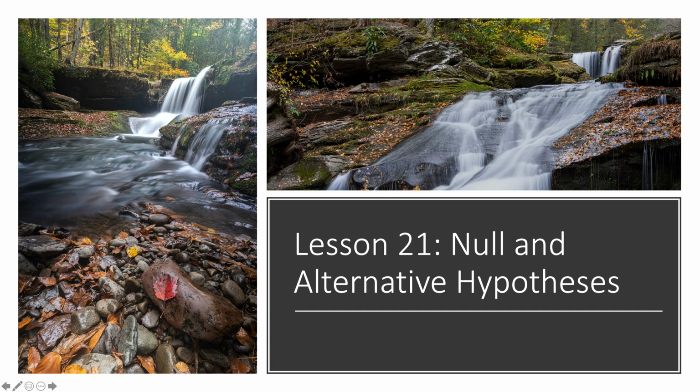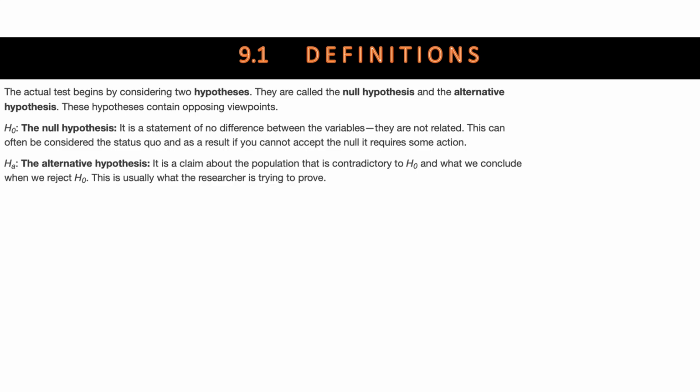All right, so on to the very next slide. Some definitions for you. The actual test begins by considering two hypotheses every time. They're called the null hypothesis and the alternative hypothesis. Now, null is the original hypothesis, so we use H sub 0, 0 for original, and H sub A for alternative. These two statements have to have opposite points of view.